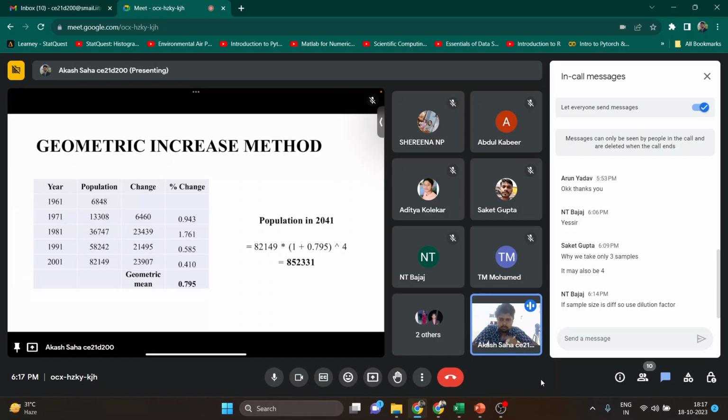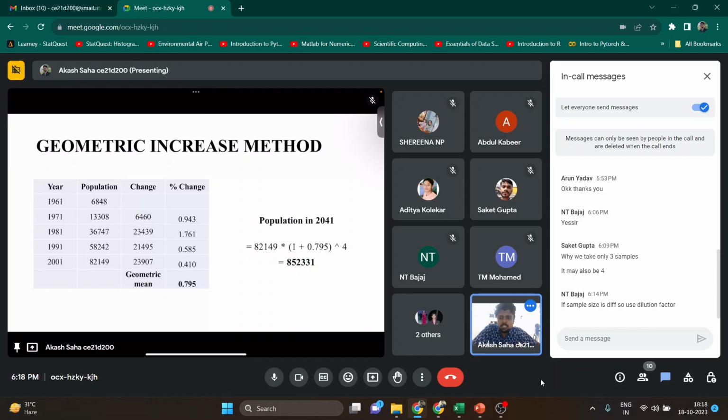Okay, but in terms of the decimal values, it is 1.76, 0.585. So in the case of geometrical increase, we will directly put it as, it is the same formula as the compound interest. Okay, compounding factor will come, it will go into the power, we will find the geometric mean. How will we find the geometric mean? We will multiply all the percentage changes and we will take the power of 1 by n.